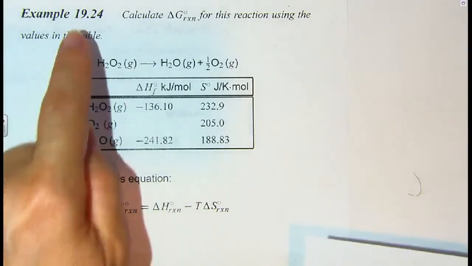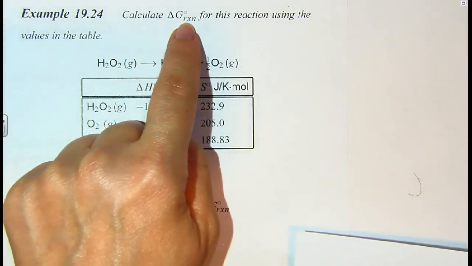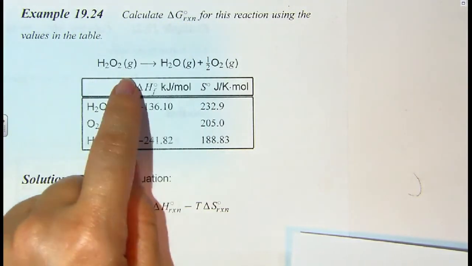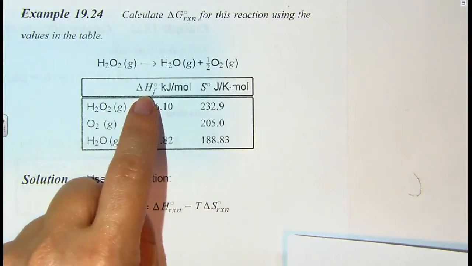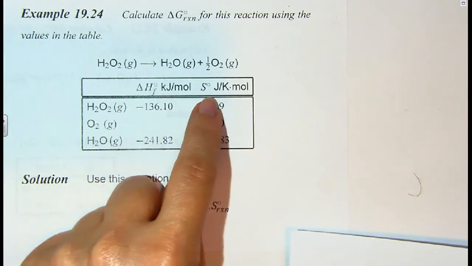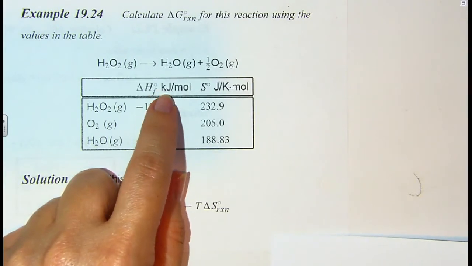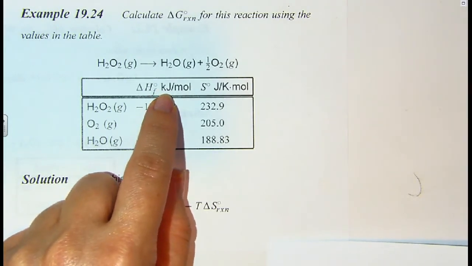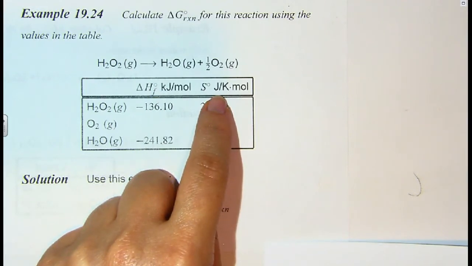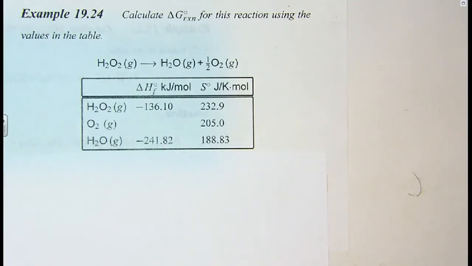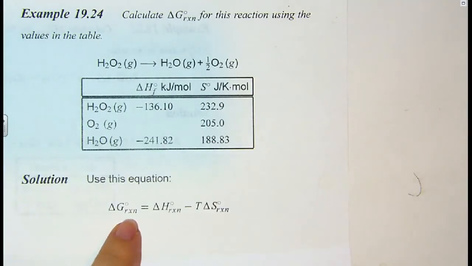Now we'll look at example 19.24, where you're going to calculate the delta G of the reaction using the values in the table, and we are given in this case the delta H values and the delta S values. It's very important to notice the difference in the units. The delta H is always given in kilojoules, and the delta S is always given in joules. You're going to want to convert your delta S to kilojoules in order to solve this problem. Remember that we were given the secondary equation, delta G of reaction is equal to the delta H of reaction minus the temperature times the delta S of the reaction.